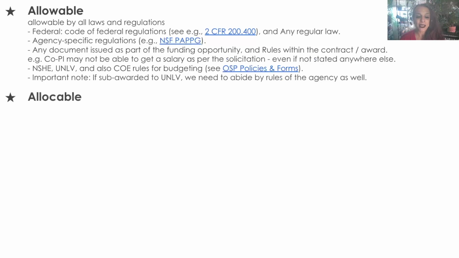A second point is if it's allocable. Allocable means it has to be allocated to a specific item in the budget. So again, a cost in your budget needs to be allocated to a specific item. It can't just be spending for the sake of spending. So for example, miscellaneous without any justification, just thousands of dollars in miscellaneous without any justification.